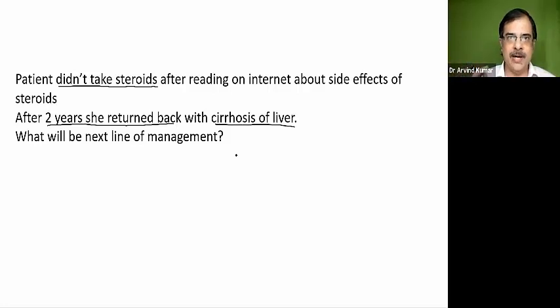Unfortunately, autoimmune hepatitis is one condition which responds very well to steroid therapy, and cirrhosis can be prevented. But she was non-compliant, so she presented with cirrhosis of liver. So what will be our next line of management in cases of autoimmune hepatitis with established cirrhosis? Obviously, at this stage, steroids will not work. The disease which could have been prevented from converting into cirrhosis, now the patient has landed up in cirrhosis. So the next line of treatment in this case will be liver transplant.